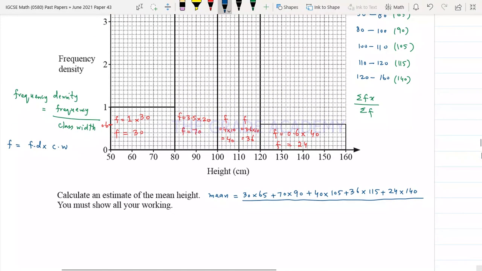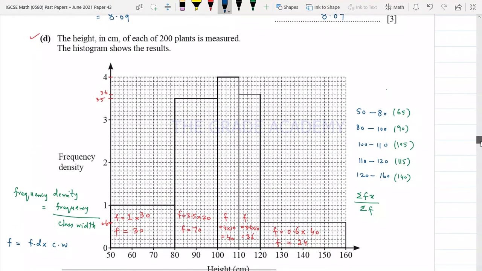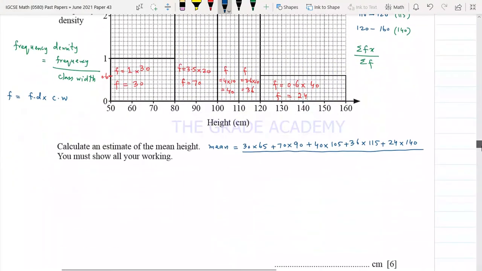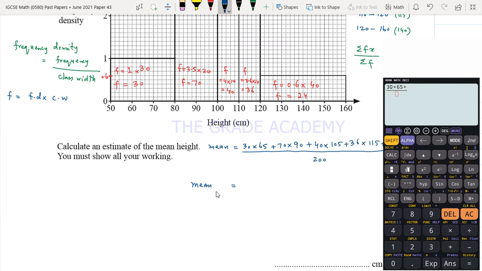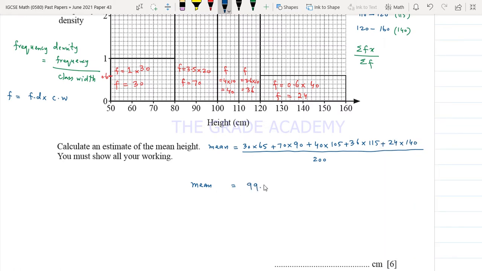So what was the total over here? The total was 200. 200 plants is the total of this data. So if we calculate it, the mean will be equal to 99.75. So 99.75 centimeter is the mean height of the plants.